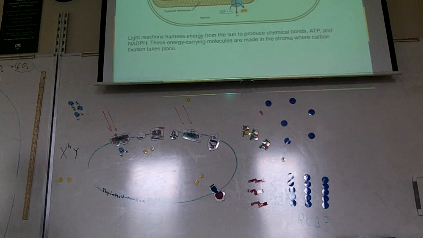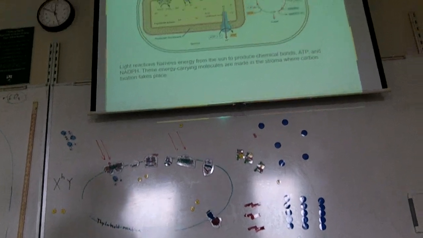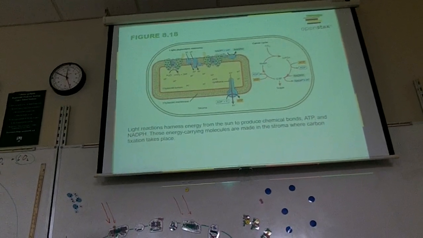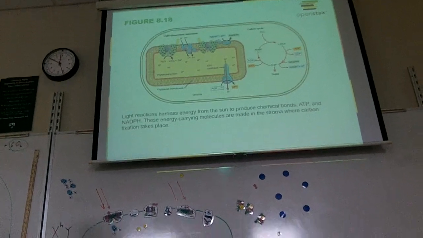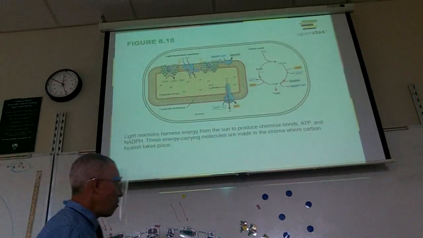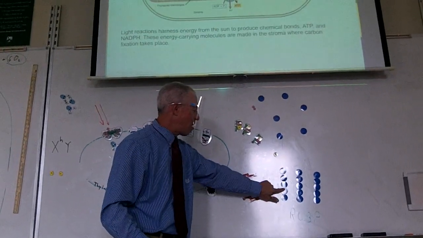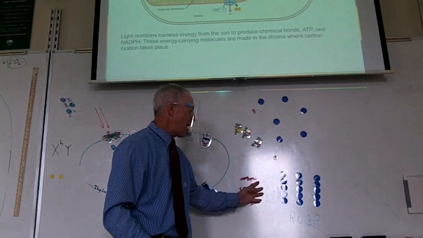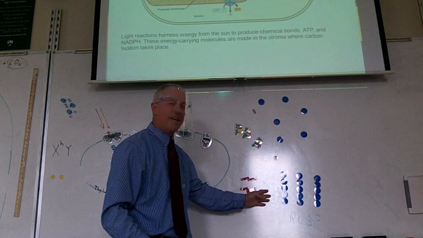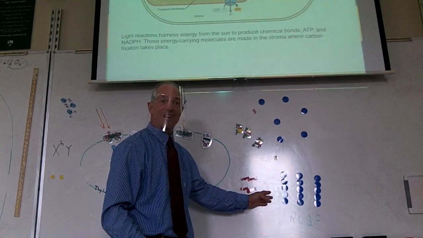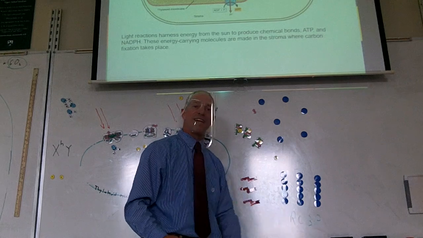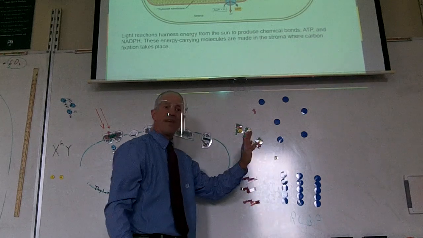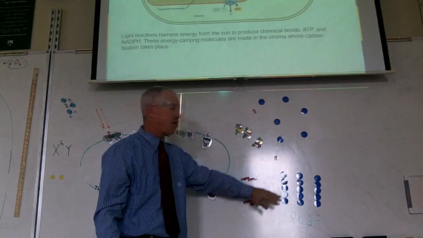See the RuBP right there? That's what we start with. Why did I have it looking like this? Because it's a 5-carbon molecule. It's also got oxygens connected to it. It's got hydrogens connected to it. It's got phosphates connected to it. Can you guess how many phosphates are connected to it? It's called ribulose bisphosphate. 2. Yeah, it's got 2 phosphates connected to it. But if I tried to stick all those molecules on here, it would be too crazy. So I'm just going to show you the carbons.